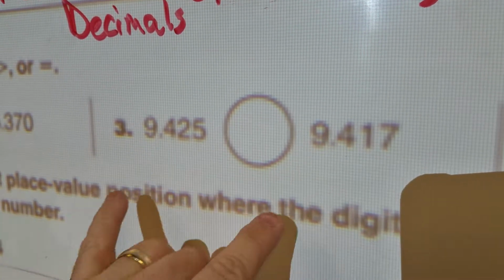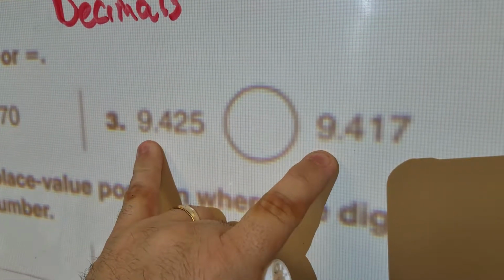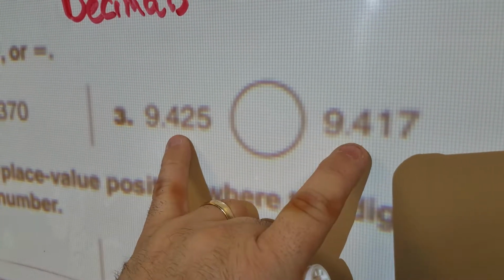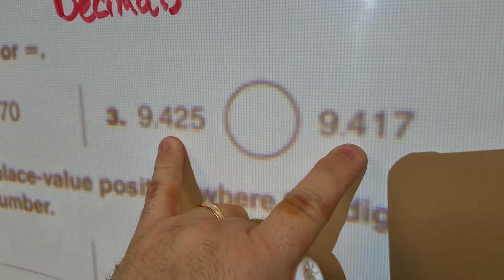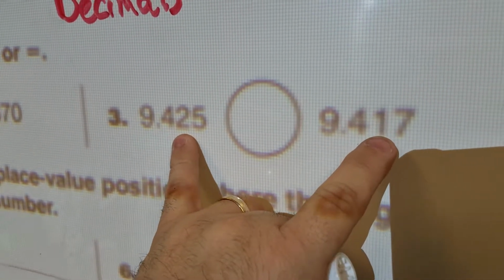So the first thing I need to do is compare the whole numbers. We have a 9 on the left and a 9 on the right. Equal. Got to move over one place. So now I'm going to compare the tenths. 4 and 4. Equal. Now I'm going to compare the hundredths.